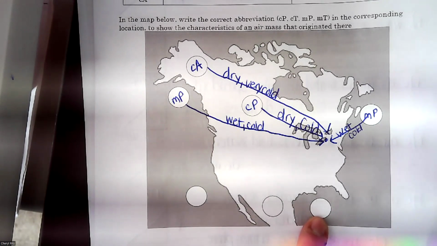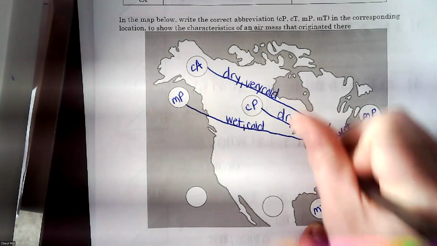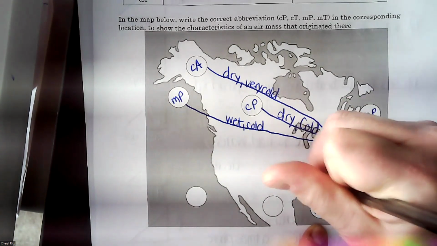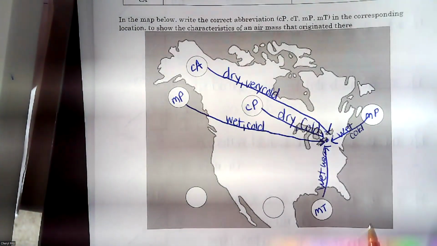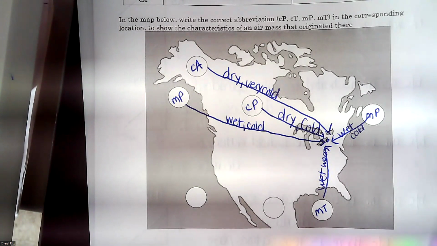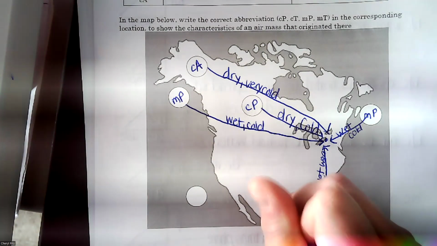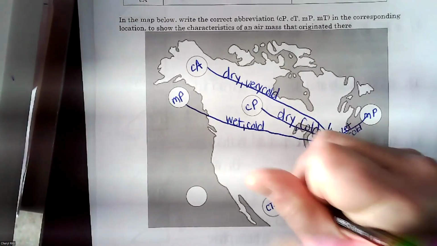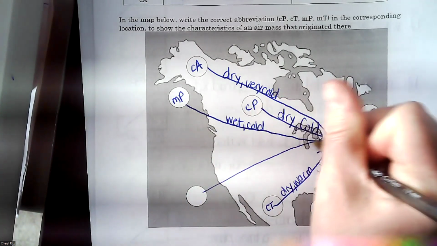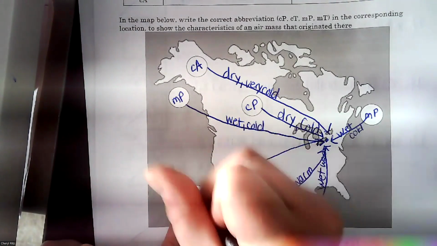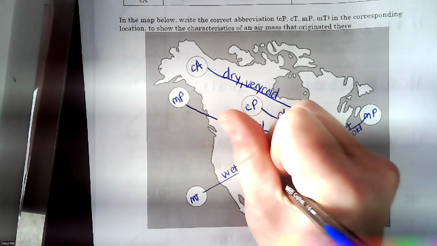If weather's coming from the Gulf of Mexico, what can we expect? M what? MT, what kind of weather is that? That is wet and warm. How about this, which I think is technically Mexico, but maybe a little bit into Texas? What is it? CT. And a CT is going to be dry and warm. And over here, what do we got going on over here? Maritime tropical, so wet and warm.